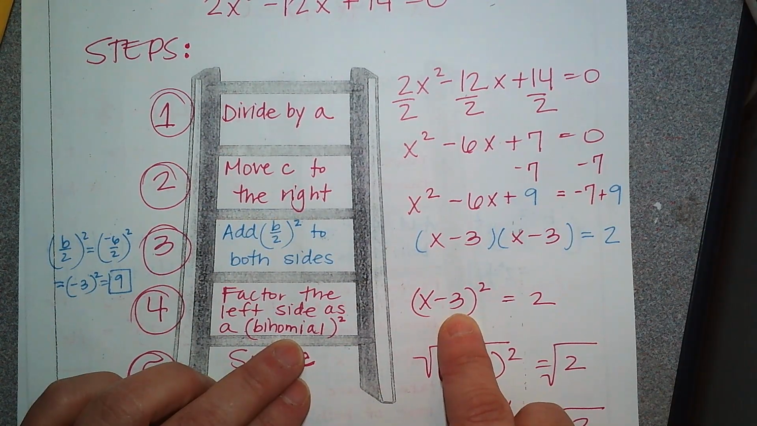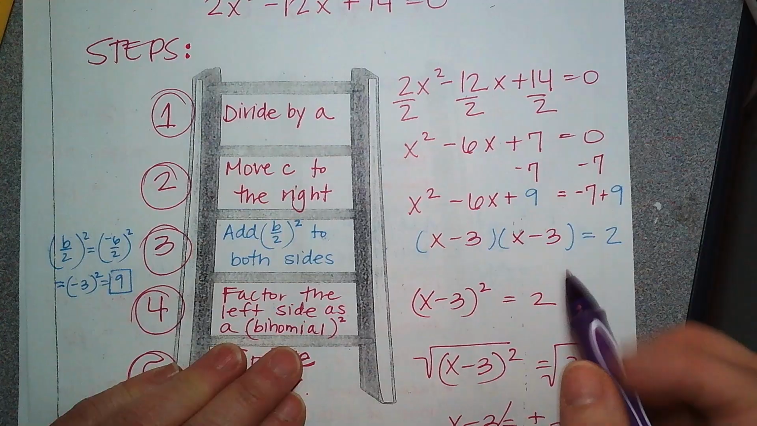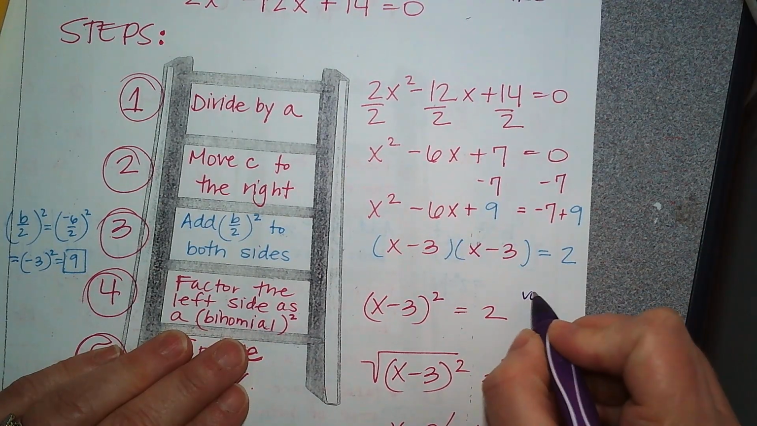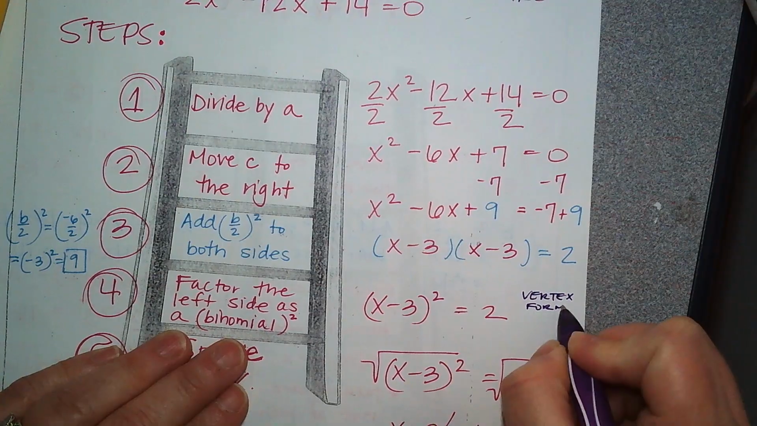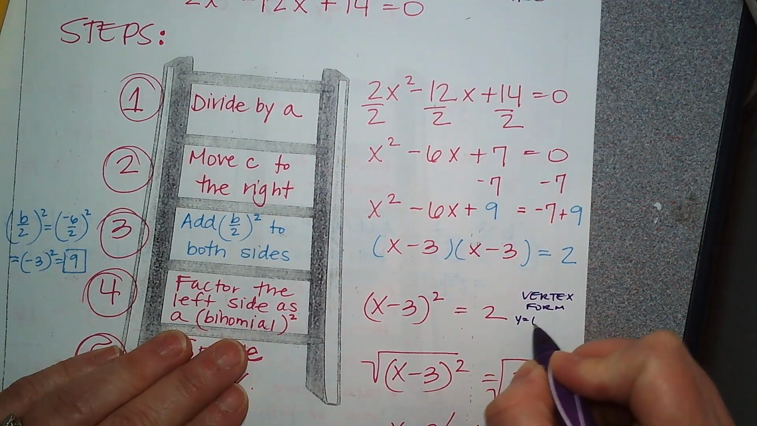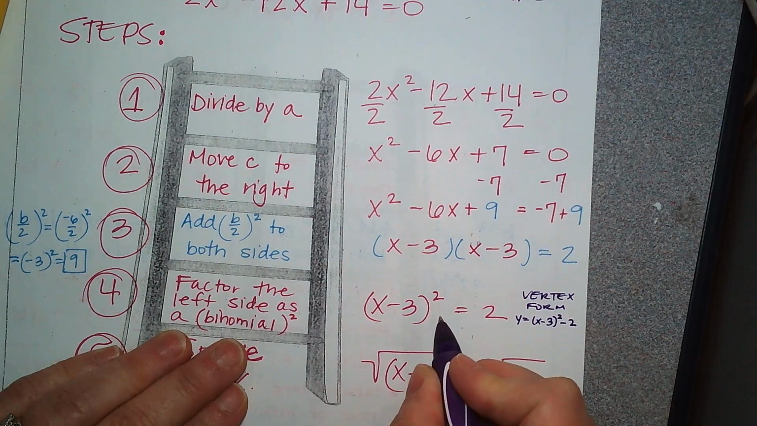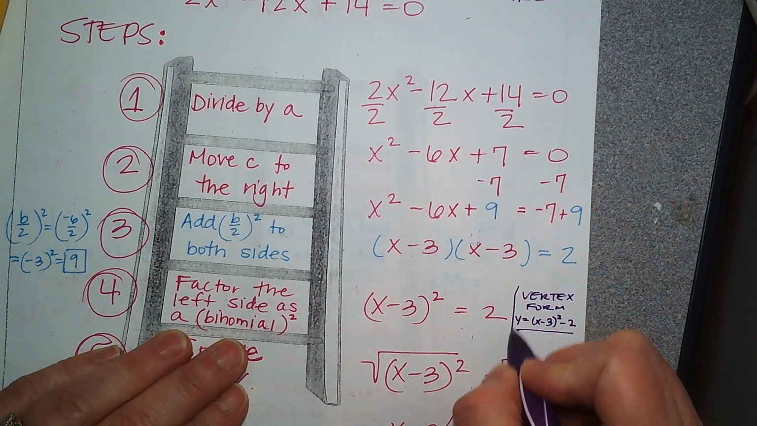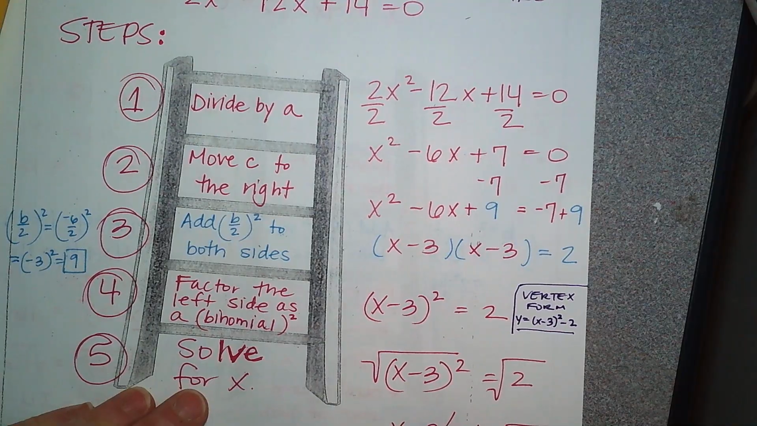If you want to write it in vertex form, that comes from this step right here. Vertex form is y equals x minus 3 squared minus 2. You just bring that 2 back over. This is vertex form. But continuing from here will give you the solutions.